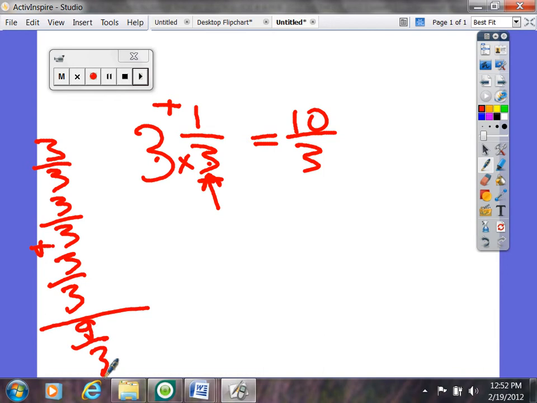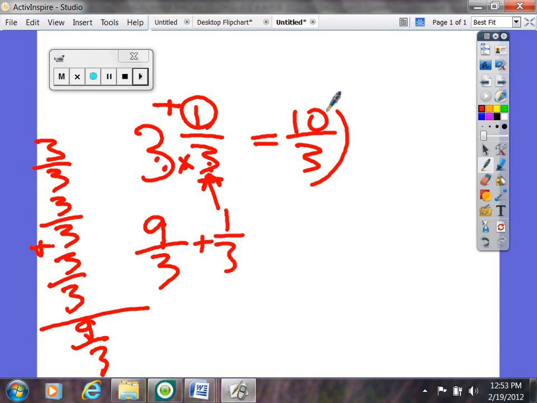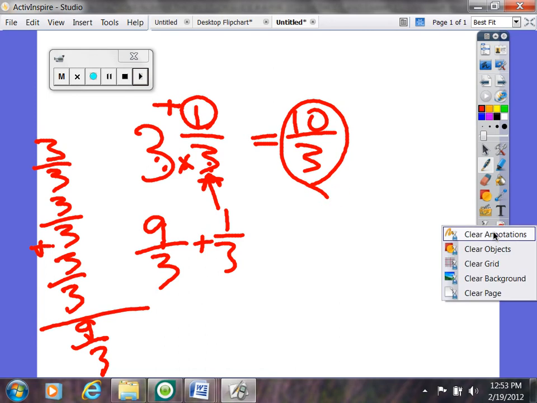That makes sense. So I can just do that. I can say, well, look, I've got 3 thirds, 3 thirds, 3 thirds. But it's quicker just to multiply your denominator times your whole number. That tells you how many thirds there are in 3 wholes. Then add however many more thirds you have. I've got 1 more third here, so I have a total of 10 thirds. All right, let me do one more of those.